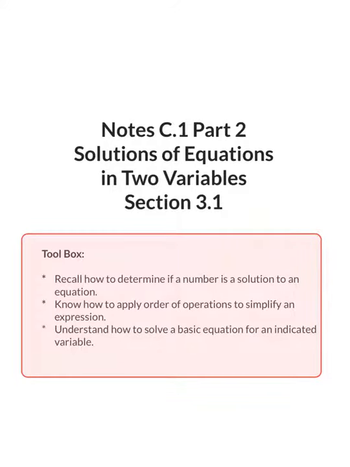Now that we understand how to plot individual points in the rectangular coordinate system, we're going to relate it to equations. This is note C.1 part 2, solutions of equations in two variables. This comes from section 3.1 of the textbook.